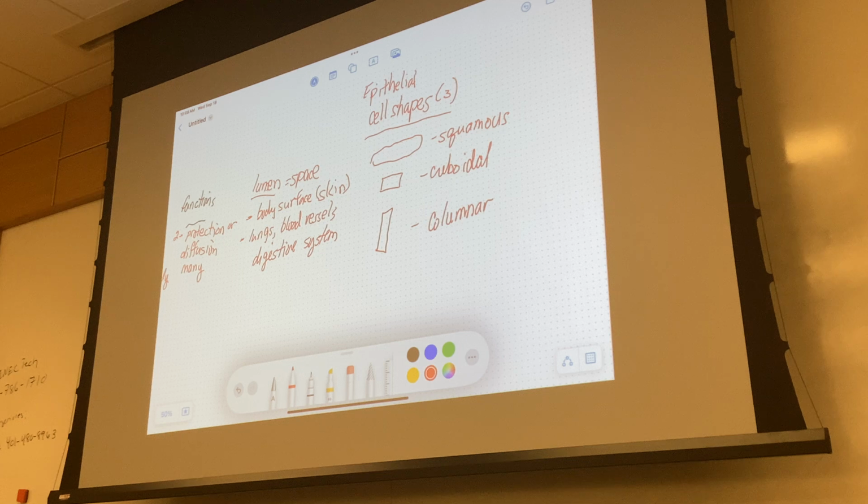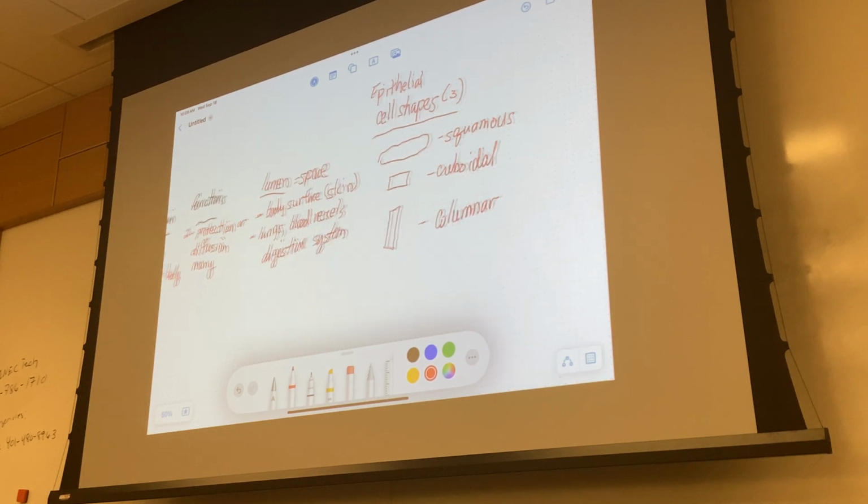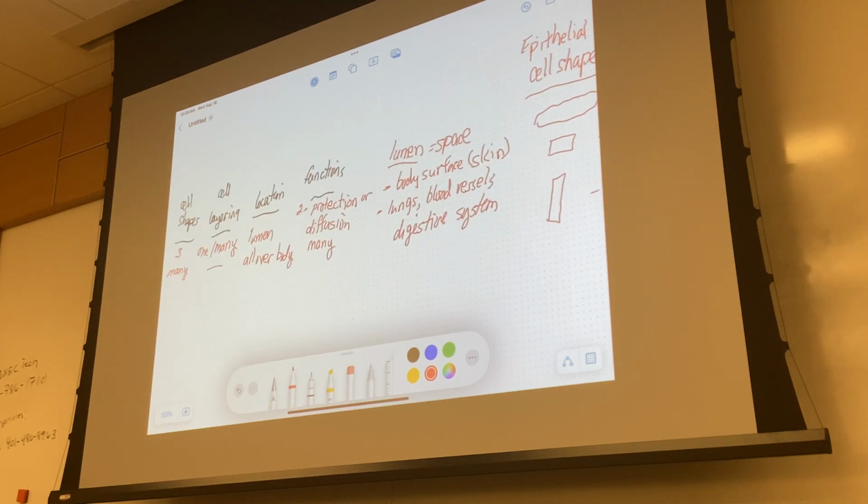There are squamous or flat cells, cuboidal cells, and columnar cells. Tall cells are columnar, cuboidal cells are a little square, and flat cells are at the surface of your body. So there are three types of cell shapes, and I said there's layering. There's either one or many cell layers here.